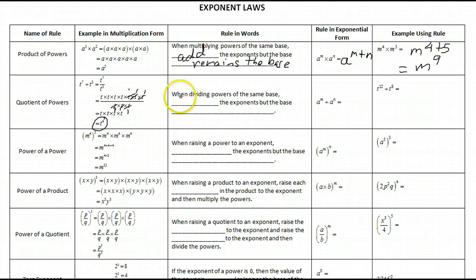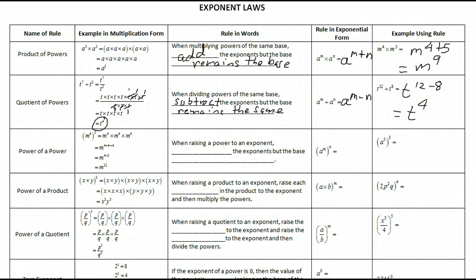When dividing powers of the same base, you subtract the exponents, but the base remains the same. So a to the m divided by a to the n is a to the m minus n. This example would be t to the 12 minus 8, right? Leaving the base the same, which is t to the power 4.